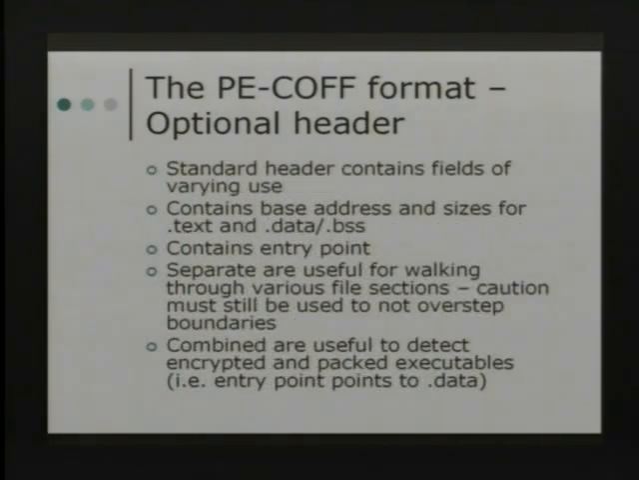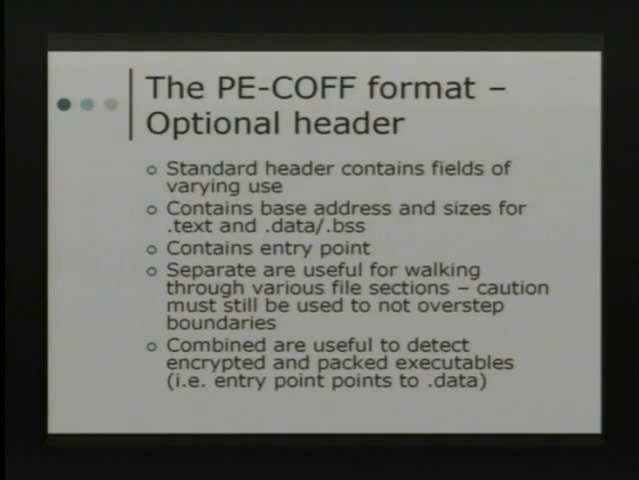Also in the optional header, there are going to be things of different use. Like I said, the base addresses for text and data are both interesting to us. The entry point is going to be interesting to us. When we use the base addresses for text and data/BSS separately, it provides a good starting point for walking through all of the different file sections and so on.